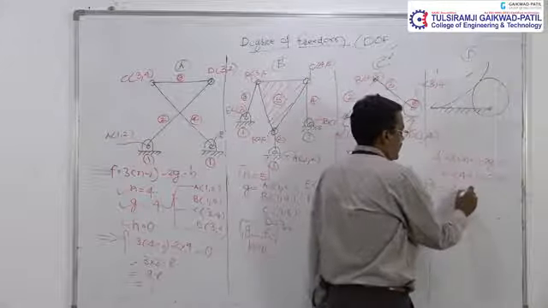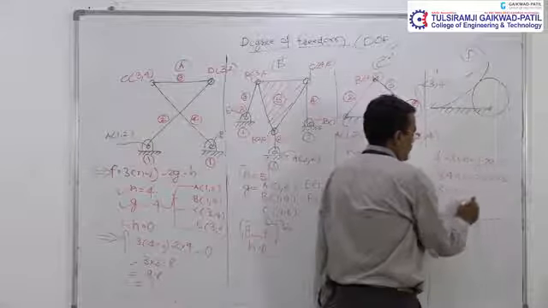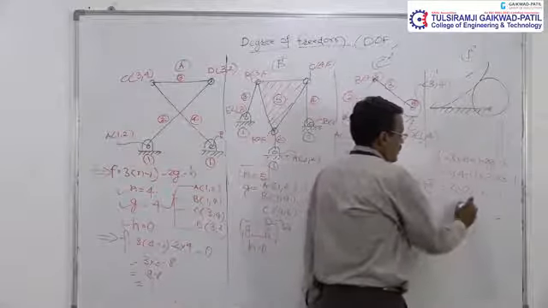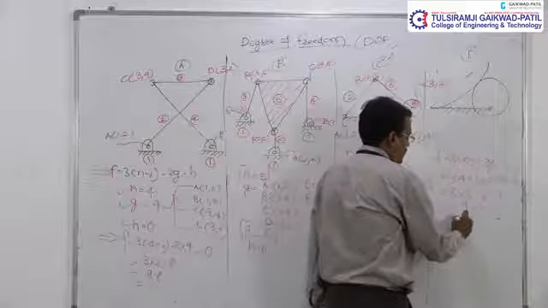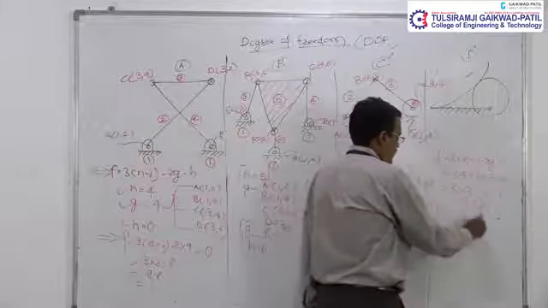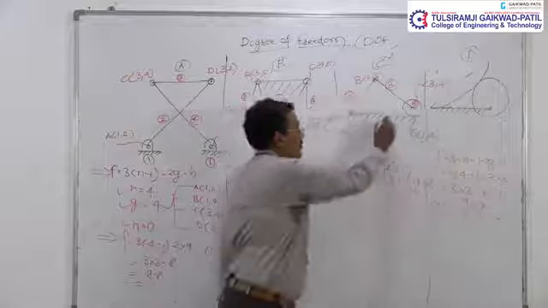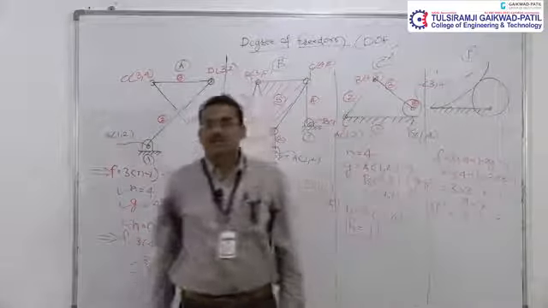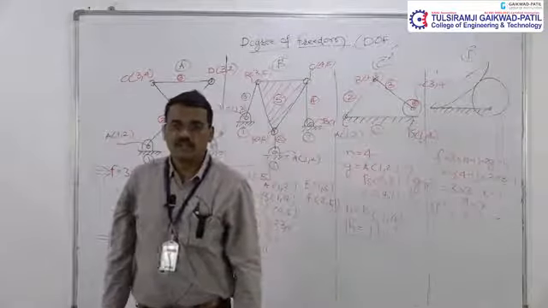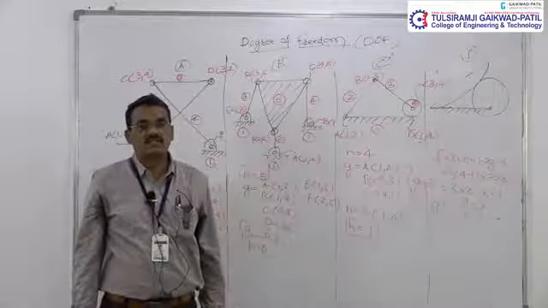3 into 3 minus 6 minus 1. So 9 minus 7, it is 2. The mobility of this mechanism is 2. It is moving in the x direction and y direction.